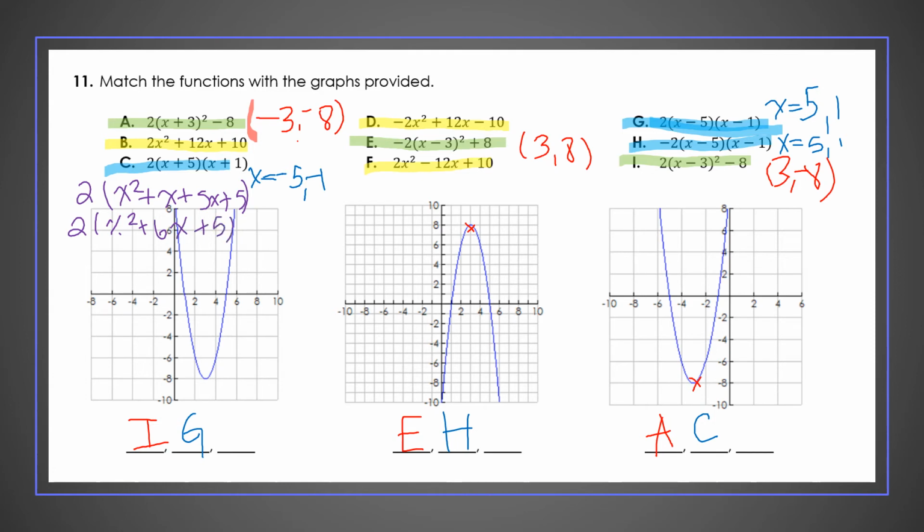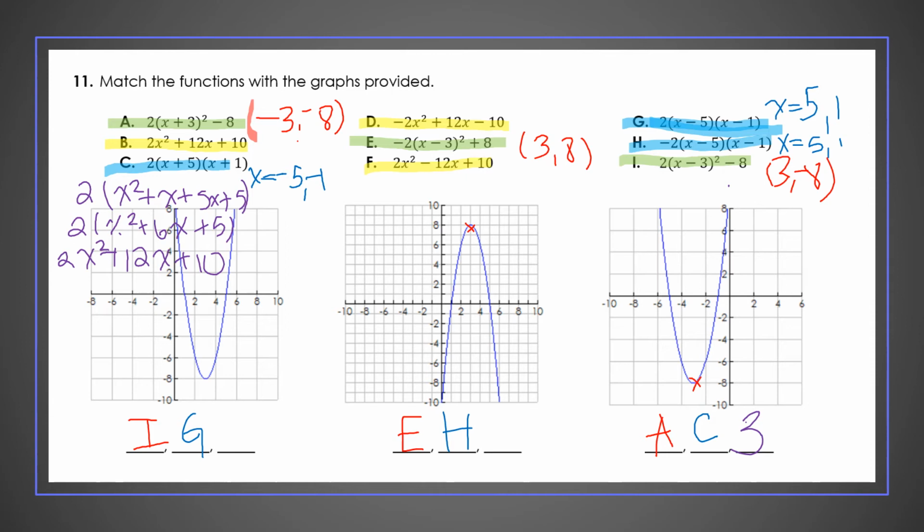And then I'm going to distribute the 2. So 2x squared plus 12x plus 10. So C matches with B. And if you look at B, the function for B, the constant is 10. So our y-intercept should be 10. I can't really see the y-intercept, but you can definitely see that it is headed in the right direction. 10 would be about like right here. And then it does open up. So that one certainly seems to match that graph.